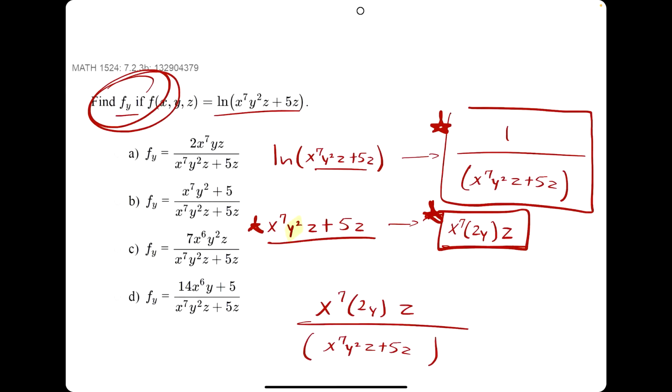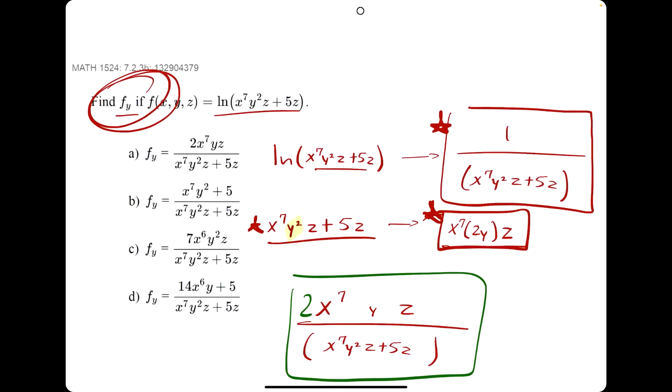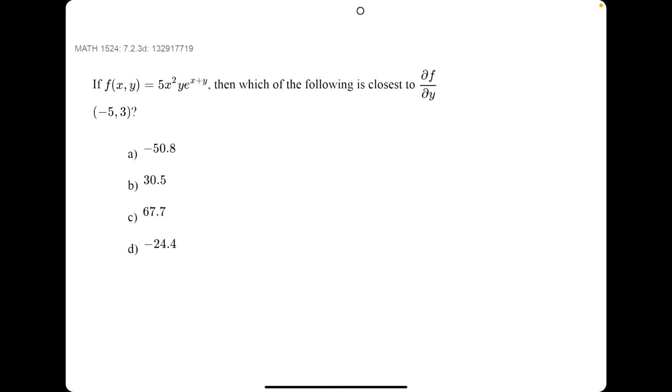So now just multiplying these two terms, we get this. And the only thing they might do is move this 2 to the front. So they might call it 2x to the 7th y z all over x to the 7th y squared z plus 5z. And that's option A. And we're done.